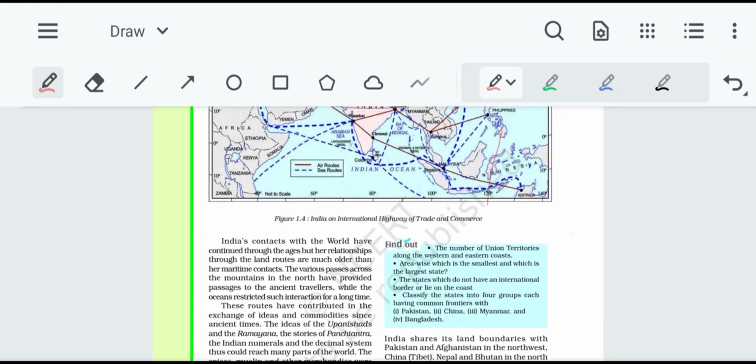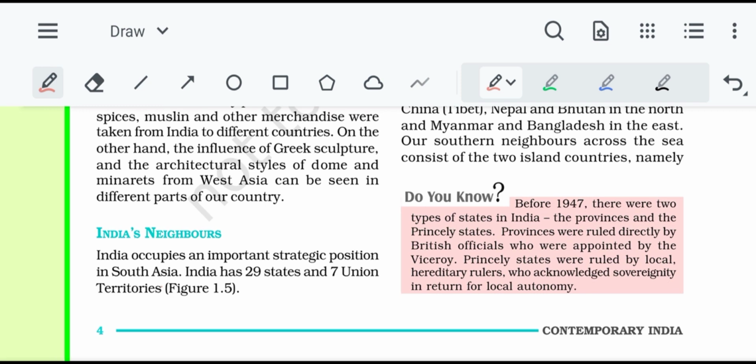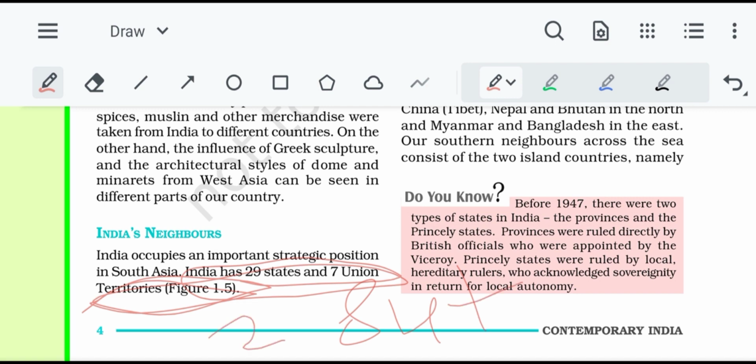So remember these little things, and after it we come to India's neighbors. India occupies an important strategic position in South Asia. India has 29 states. These are older. This line is older. Now the recent update was done on 31st December 2019, and in this update there are 28 states in India and 8 union territories. How many union territories? 8 union territories and 28 states in India.